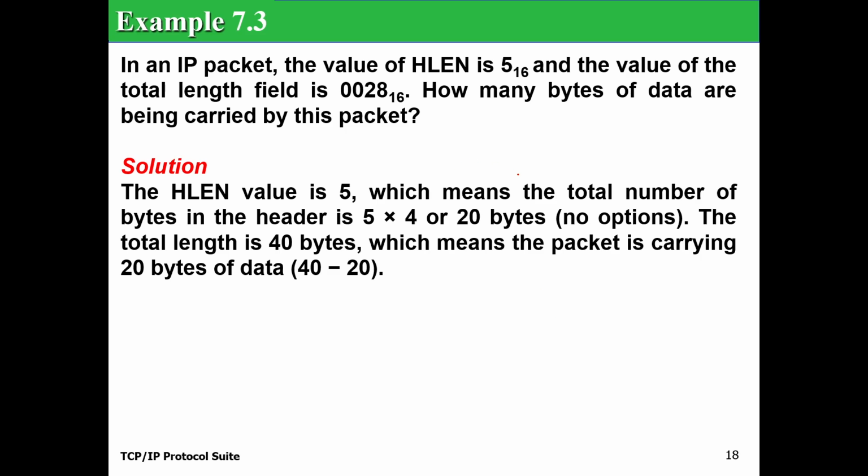So in an IP packet, the value here, what is this? Header length. It's hexadecimal 5. How much is 5 hexadecimal in binary and in decimal? 5 in hexadecimal, how much is it in decimal? Five. 5 and 5, right?